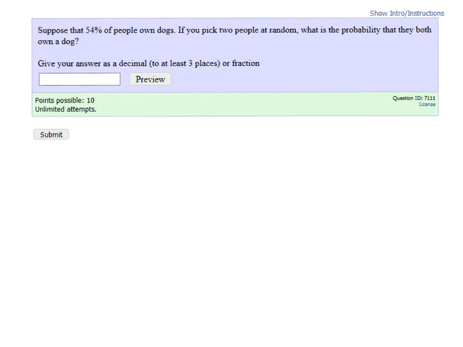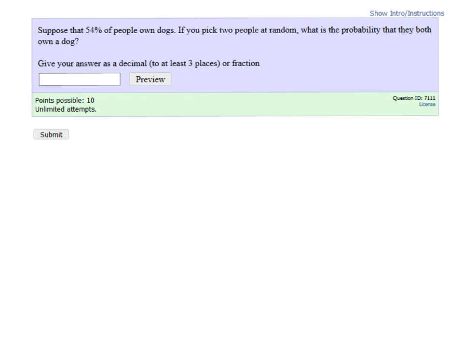So this problem, we're starting to change gears a little bit. They're telling us that 54% of people own dogs. Now, they don't tell us whether this is an experimental probability or a theoretical probability. We're just going to go with it. It's probably based on past data or collected data, so it's probably experimental or empirical.